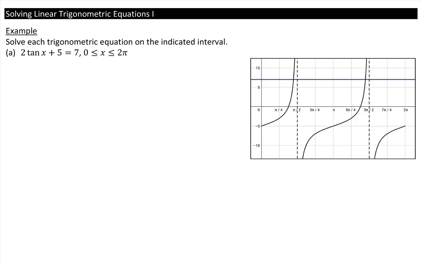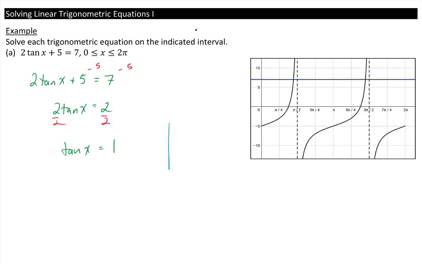So our first example is to solve 2 tan x plus 5 equals 7, on the interval 0 to 2 pi. First step is to isolate tan x. Subtract 5 from both sides, and then divide both sides by 2. So we want to solve for where tan x is equal to 1. This is an equivalent equation to the one given above.